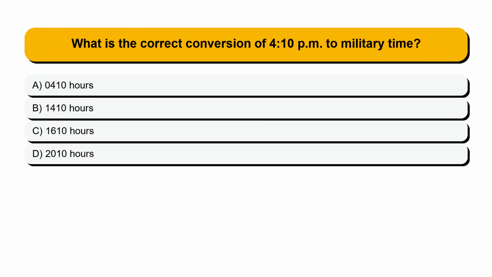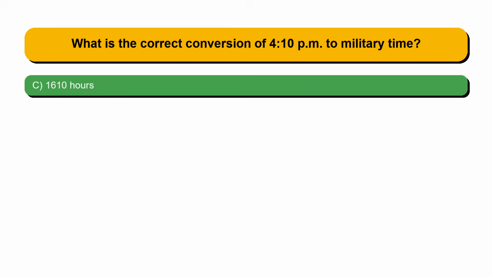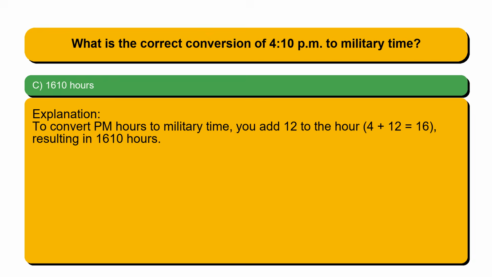Question 96. What is the correct conversion of 4:10 p.m. to military time? Option A is 0410 hours. Option B, 1410 hours. Option C, 1610 hours. Option D, 2010 hours. The correct answer is option C, 1610 hours. To convert PM hours to military time, you add 12 to the hour, 4 plus 12 equals 16, resulting in 1610 hours.